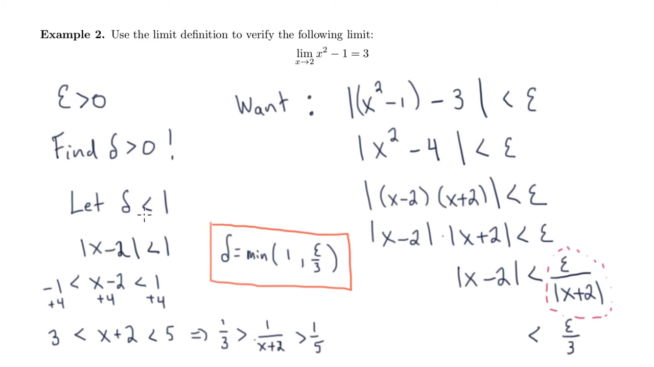I just require that delta be less than 1 and epsilon over 3. So just let it be less than the minimum of both of them. And you can see, working backwards, that this delta really will work.